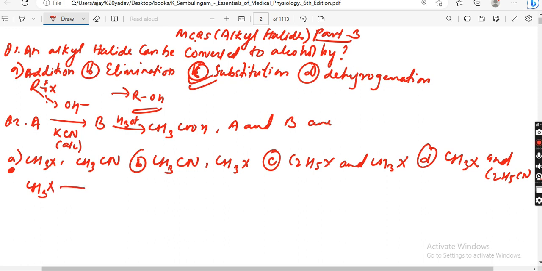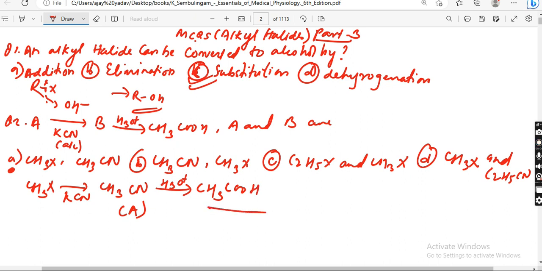Okay, so remember, let us try from here. What happens when CH3X is reacted with KCN? This will give CH3CN, which is your B. And when this is hydrolyzed, complete hydrolysis will occur, and this will give you CH3COOH. So the final product is matching, so A should be CH3X and B should be CH3CN. Option number A is the correct answer.